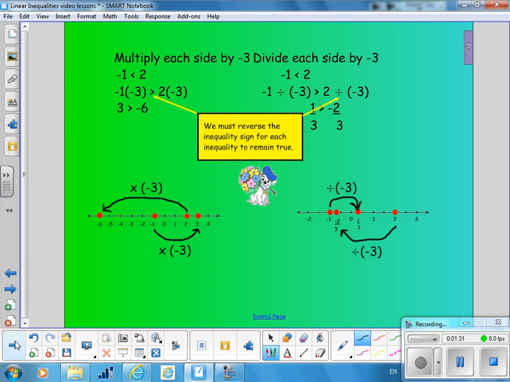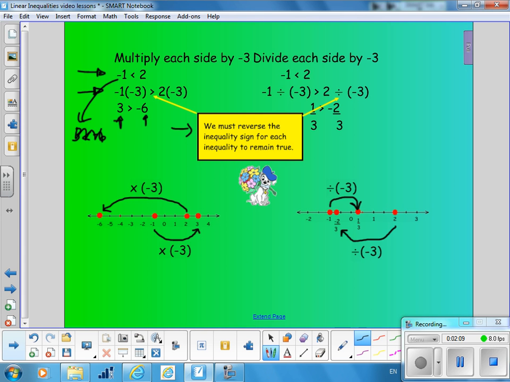But let's look at what happens when we multiply or divide by a negative number. So we have -1 is less than 2. If we multiply each side by -3, I get a +3 and a -6. Well, the original inequality was a less than. If I had left it as a less than, I would have been saying 3 is less than -6. We know that's not true. So what we see here is that we must reverse the inequality sign for it to remain true.